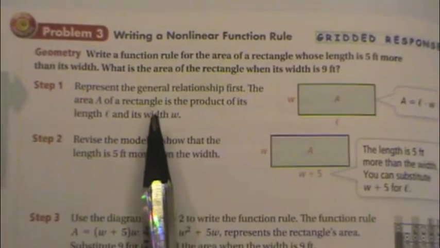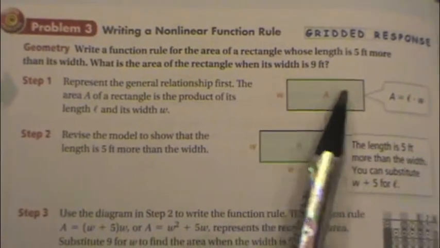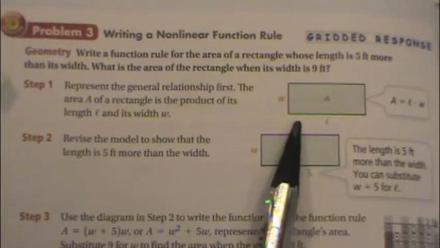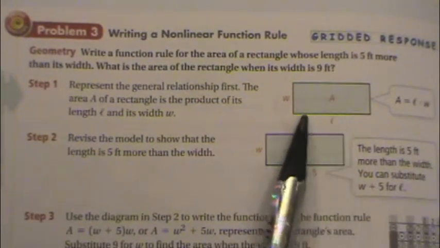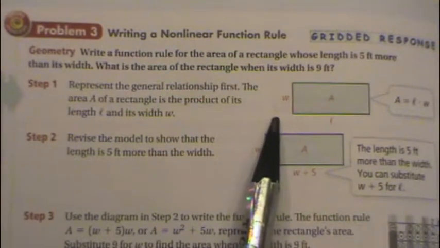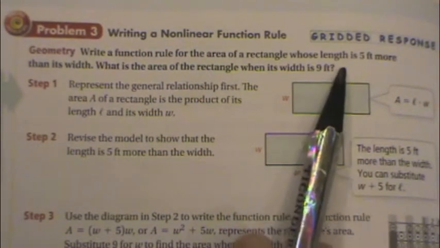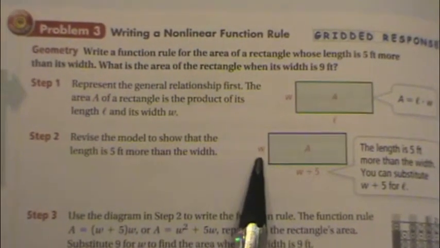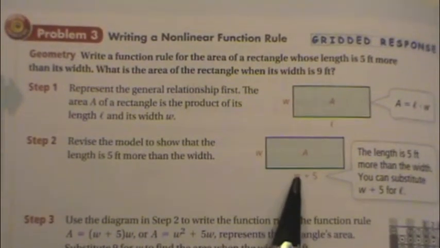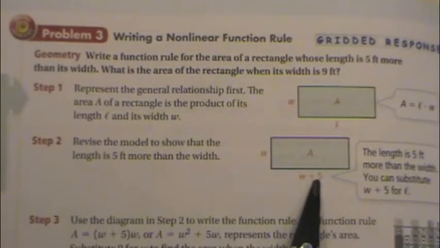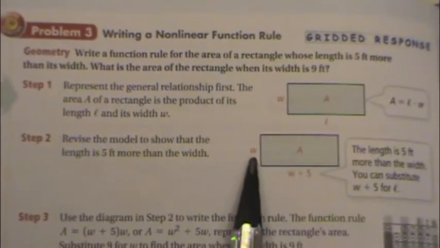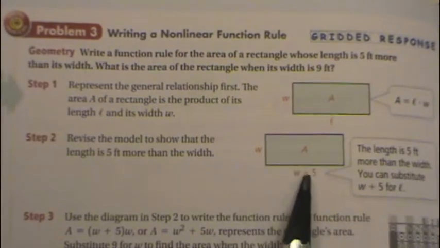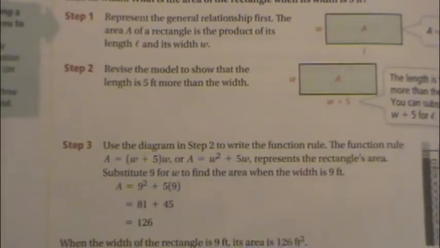So, we've got a rectangle here. We know that the area is going to equal the length times the width. Now let's substitute in what we know. We know that the length is 5 feet more than the width. So that means we can show this side as W. We can show this side as W plus 5. So to figure out the area, we're going to multiply W times W plus 5.